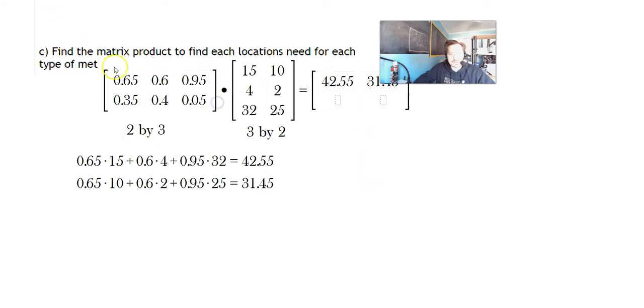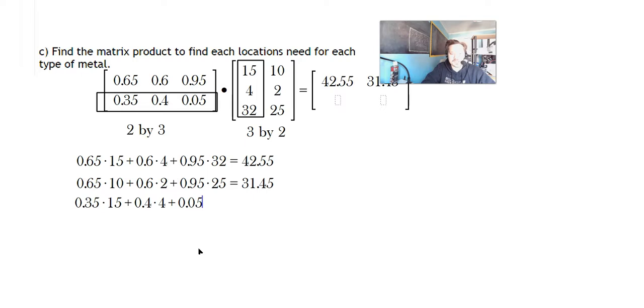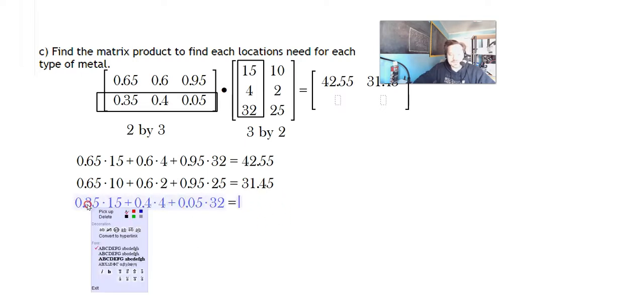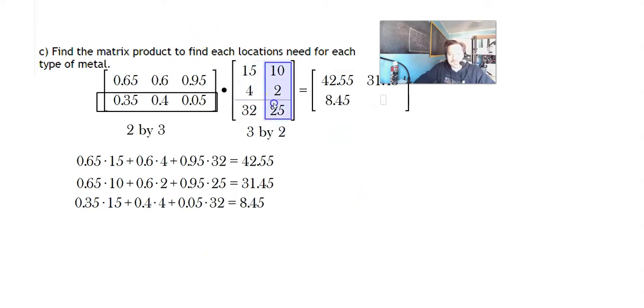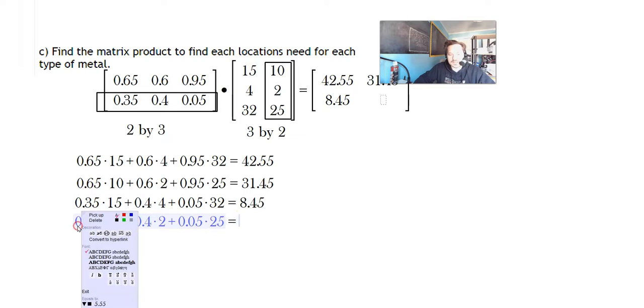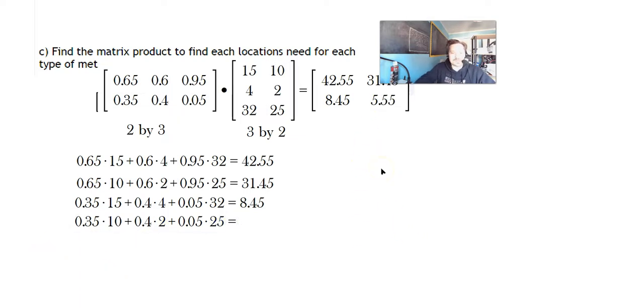Then you go on to the following. You're going to have to repeat this. So grab the bottom row and go back to the first column, and then do the dot product between those. So 0.35 times 15 plus 0.4 times 4 plus 0.05 times 32. Punch this into your calculator. It's 8.45. Now take the second row and move over to the second column between the matrices. Dot them: 0.35 times 10 plus 0.4 times 2 plus 0.05 times 25. Punch this into your calculator and it gives you a value of 5.55. So it says find the matrix product to find each location's need for each type of metal. Those are the needs, essentially, those numbers.